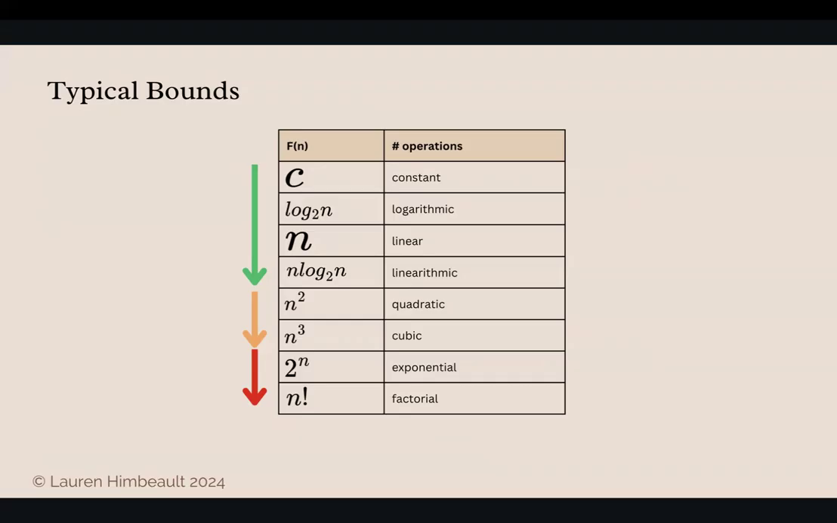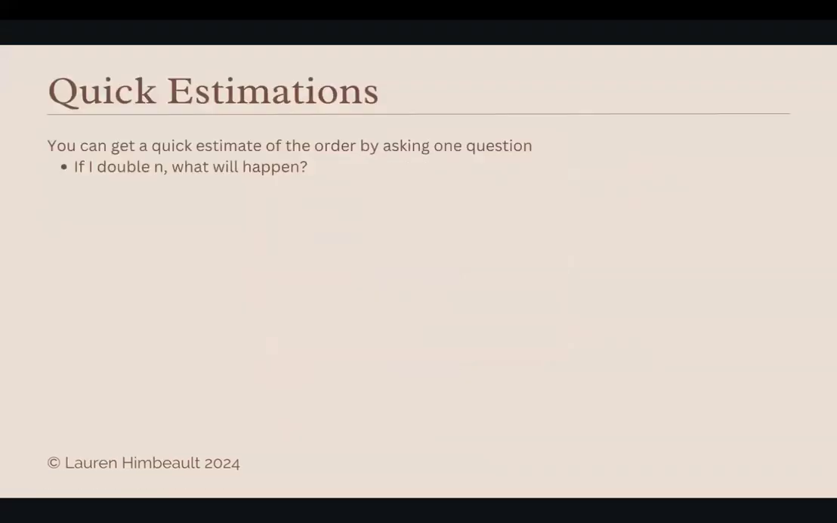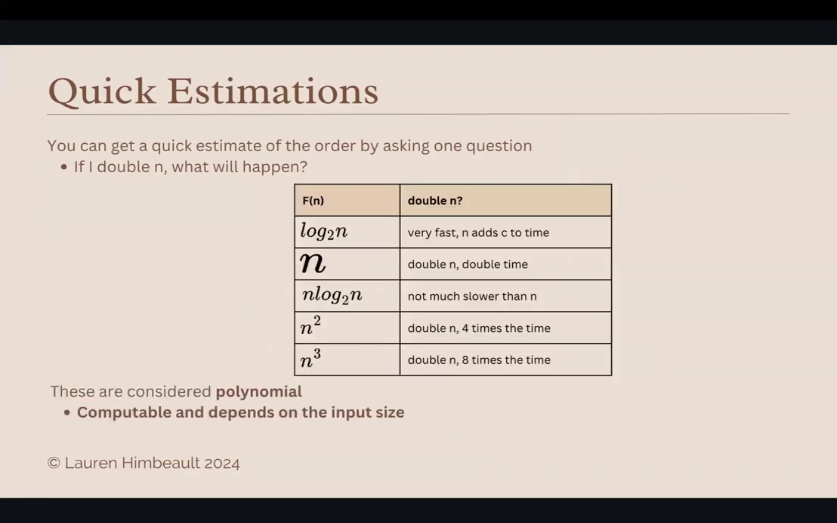Don't use that. So when we're talking about big O, we're really just looking for a quick estimate of the order. And there's a really easy way to do this. We can just ask one question: what happens when we double n? What will happen to our running time? Well, we know that when we double n on binary search, the problem only gets a tiny bit longer, so log n, but on a linear search, it doubles.